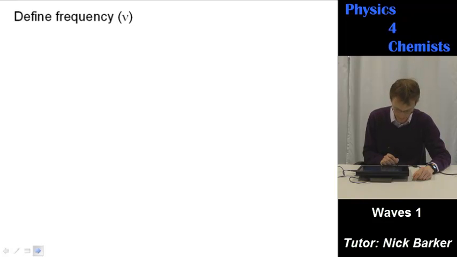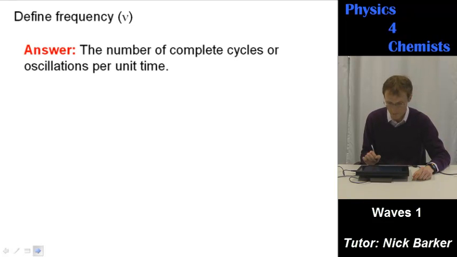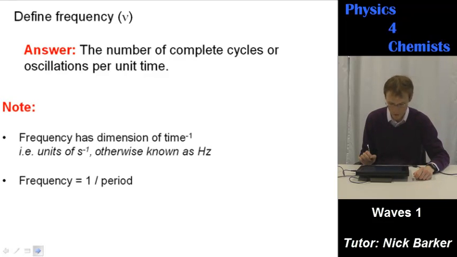Define frequency. Well, the frequency is the number of complete cycles or oscillations per unit time. Frequency has dimensions of time to the -1, and it's got units of seconds to the -1, very commonly, and you can often write that as a hertz, Hz. 1 s to the -1 is the same as 1 hertz. Very important formula: frequency is the same as 1 divided by the period, the inverse of the period.